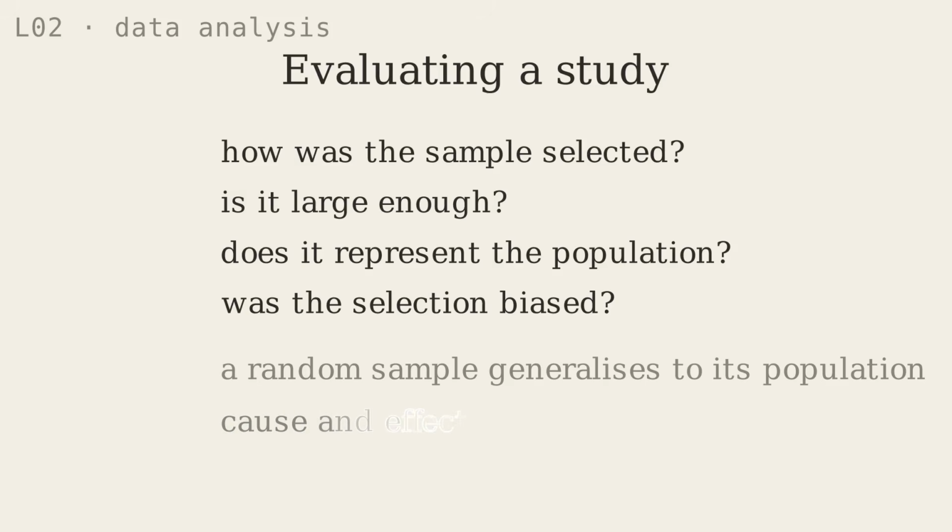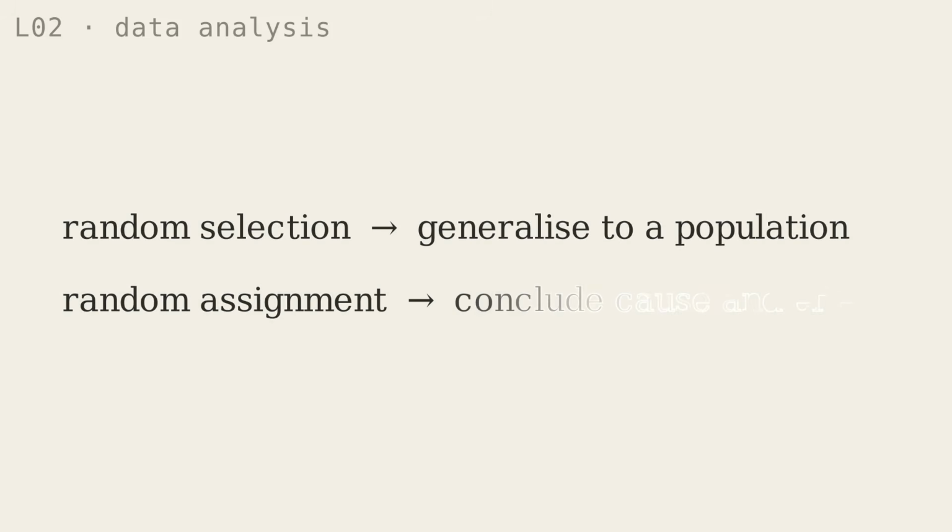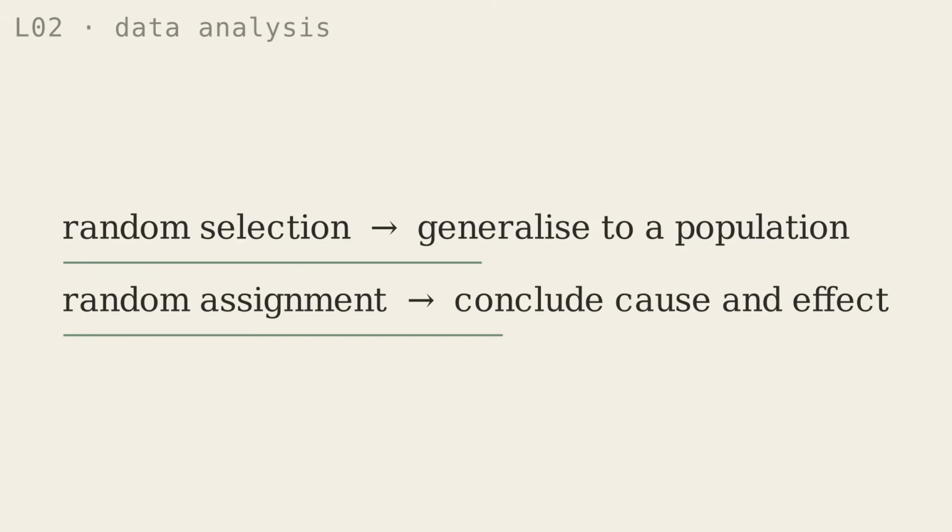However, random selection does not automatically prove that one factor caused another factor. To establish cause and effect, researchers generally need a properly designed experiment with random assignment. This is an important distinction. Random selection helps researchers generalize from a sample to a population. Random assignment helps researchers determine whether a treatment caused a result.